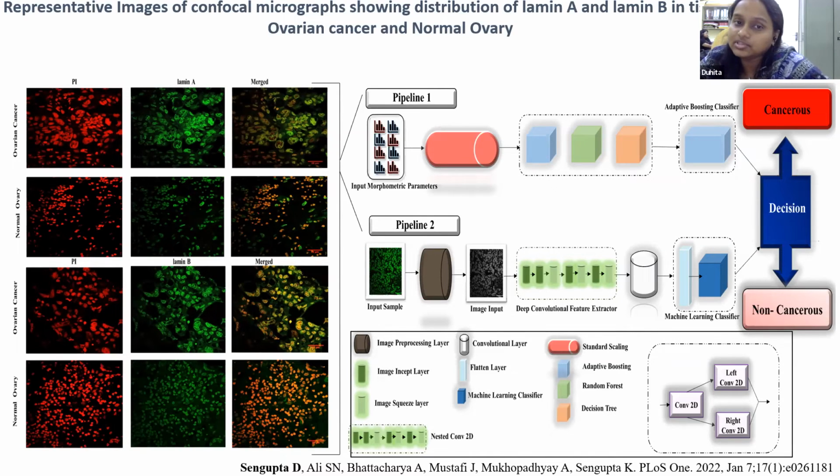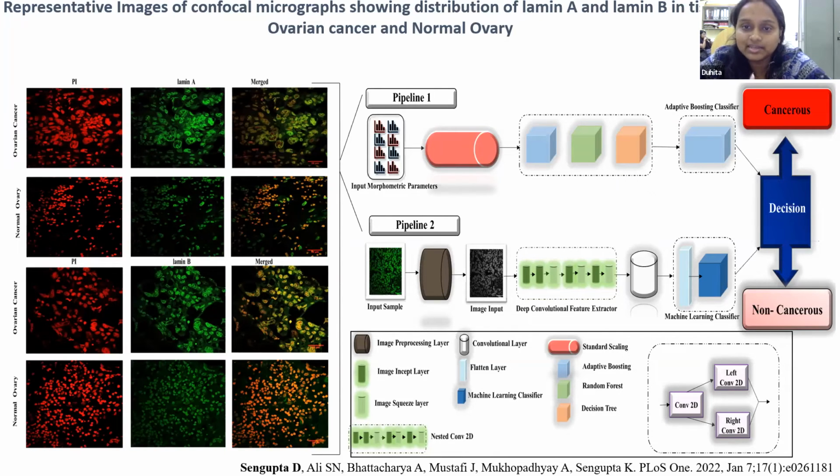We stained them with lamin A and B. And the most prominent and consistent observation was that all the nuclei were much bigger in size for the cancerous tissues with respect to the normal tissues. After staining all those samples, we generated two types of input data from them. One was the numerical values from the morphometric parameters calculated from the nuclear morphology, and another was the lamin A and B stained tissue images as a whole.